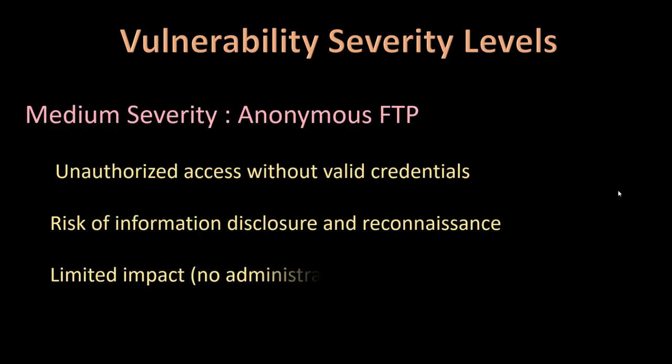Now we'll see what levels we will be exploring. The first is the medium severity level. We will exploit the anonymous FTP on Metasploitable through Kali. We'll see that we can get unauthorized access without valid credentials. The risk here is information disclosure and reconnaissance. If anybody can log into FTP using anonymous login, then that attacker can go through information gathering. Of course, this attack has limited impact because we won't find any administrative privileges.